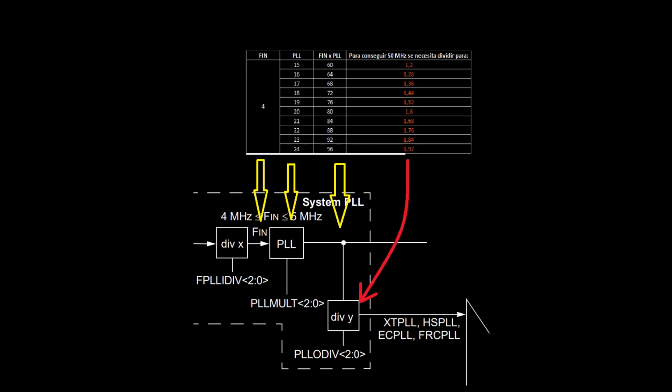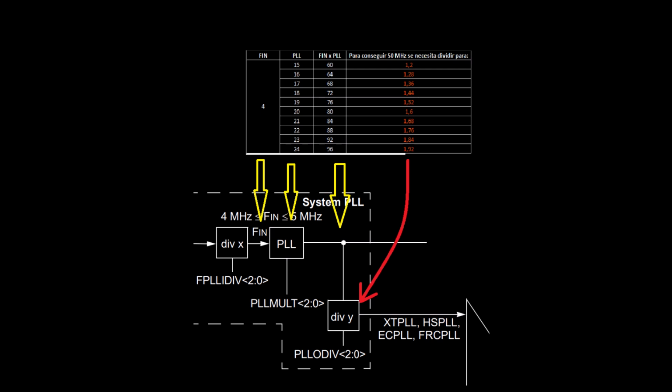This new frequency must be divided by the PLL-ODIV block, but as shown in this image, the possible values to get 50 MHz are not integer values, and the range of division values goes from 1 to 256, in steps of 2 raised to n. That is, 1, 2, 4, 8, etc. Therefore, with 4 MHz, 50 MHz is not reached.